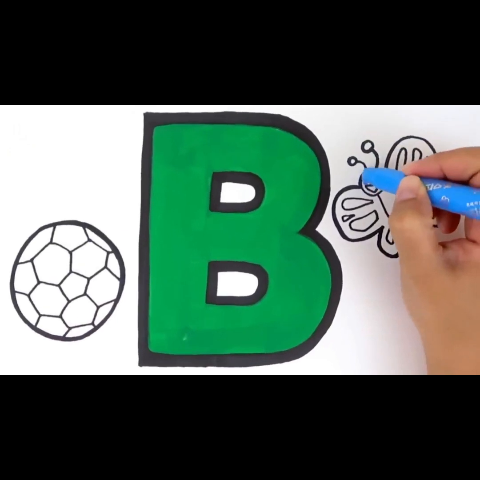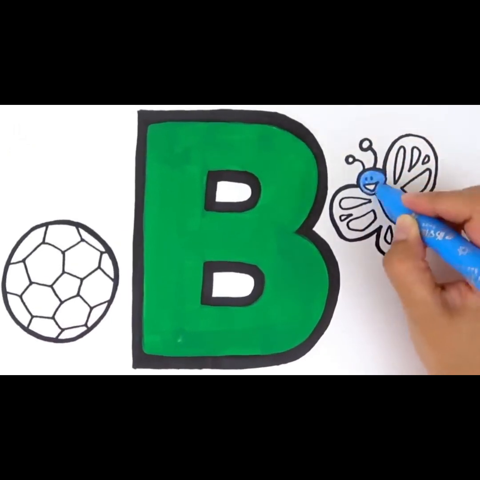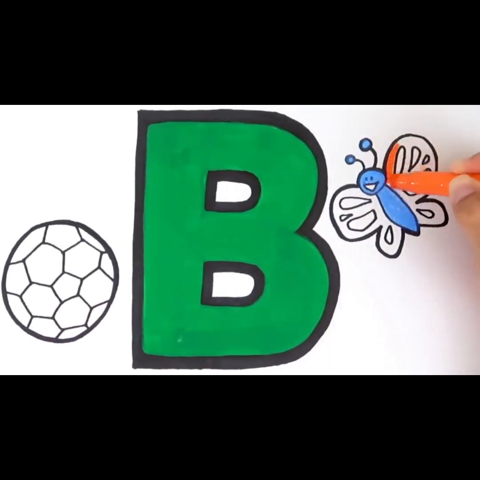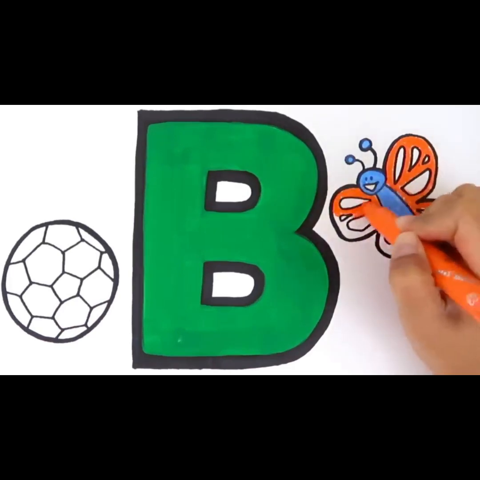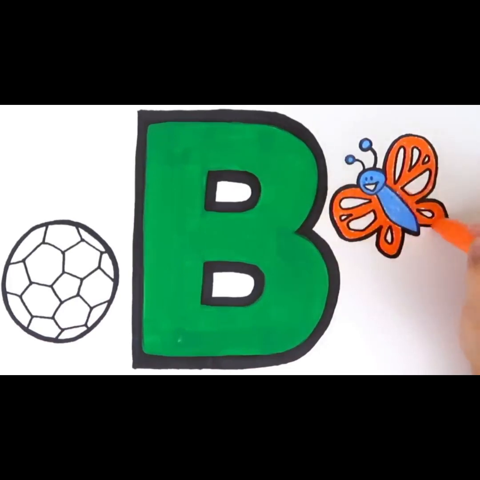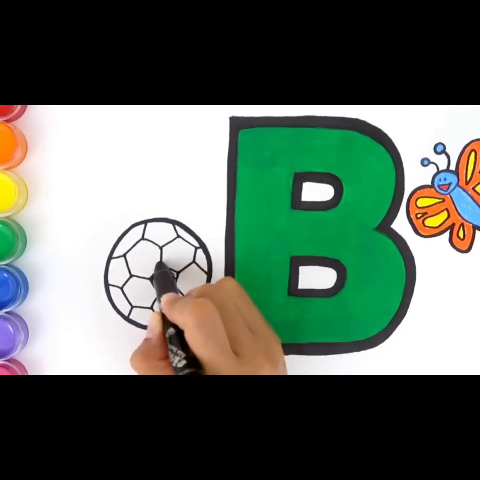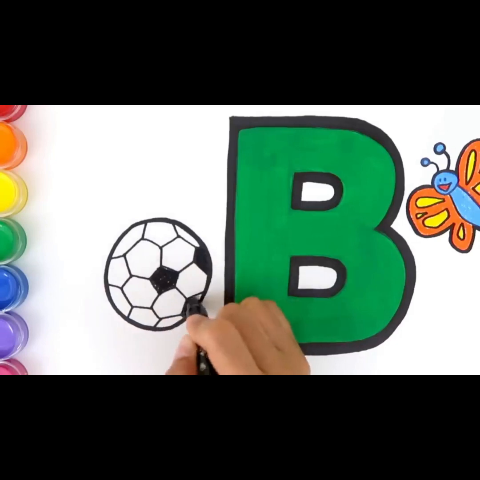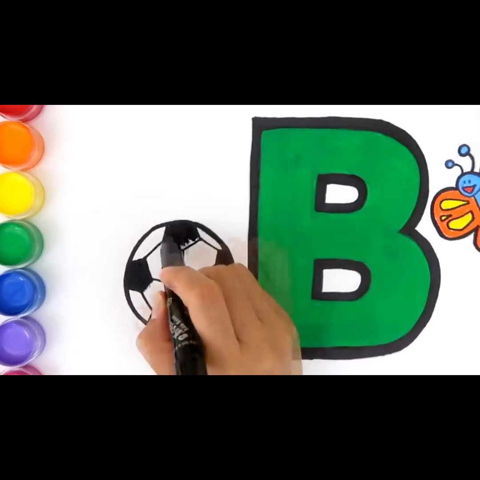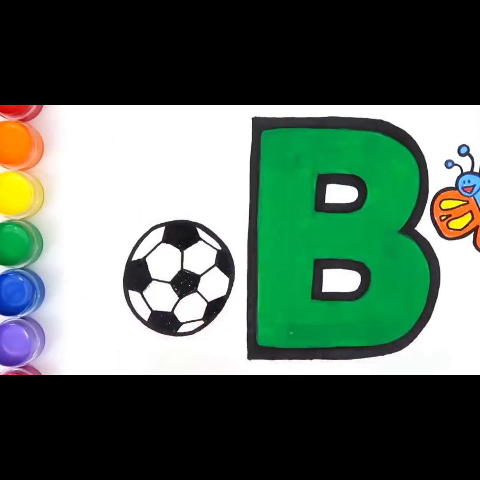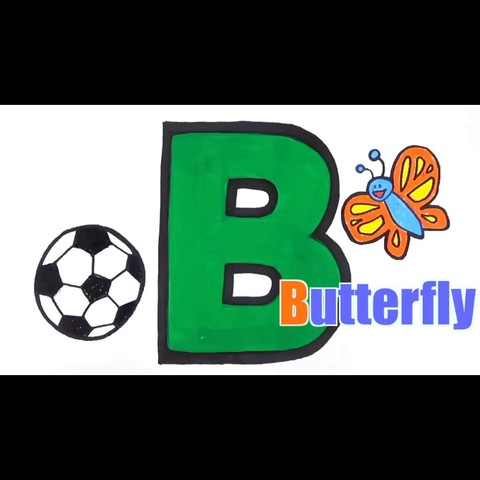What color is the butterfly? Butterfly is blue. The butterfly's wings are orange and yellow. What color is the ball? Our soccer ball is black and white. B is for ball. B is for butterfly.